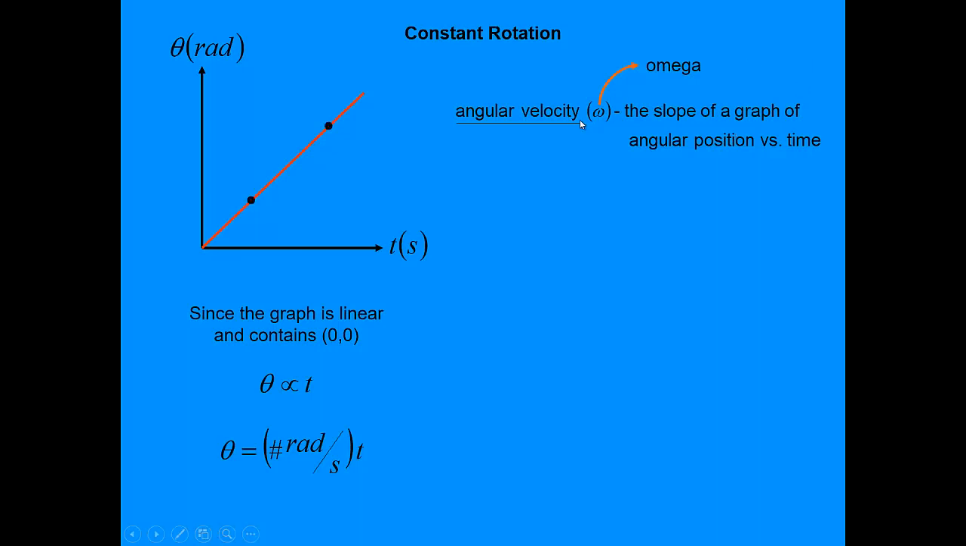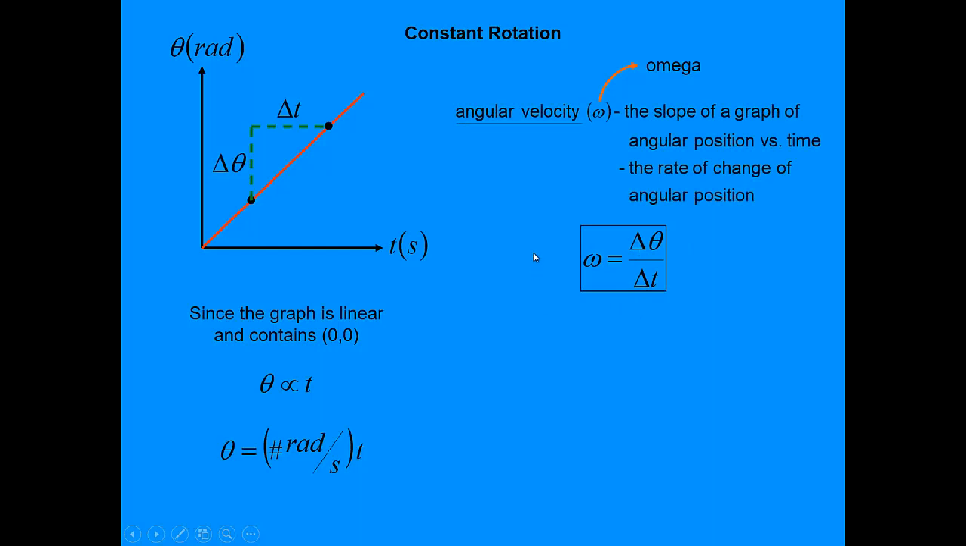If we pick 2 points, rise over run is the slope. The rise is how much the position changes. The run is how much the time changes. So if the angular velocity is the slope, right, then the angular velocity is rise over run. Right? Angular position over time, or if you will, the rate of change of angular position.